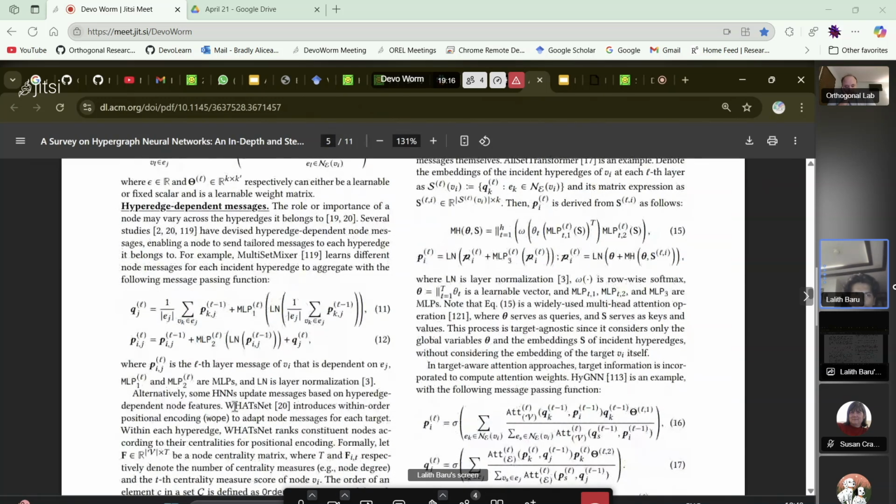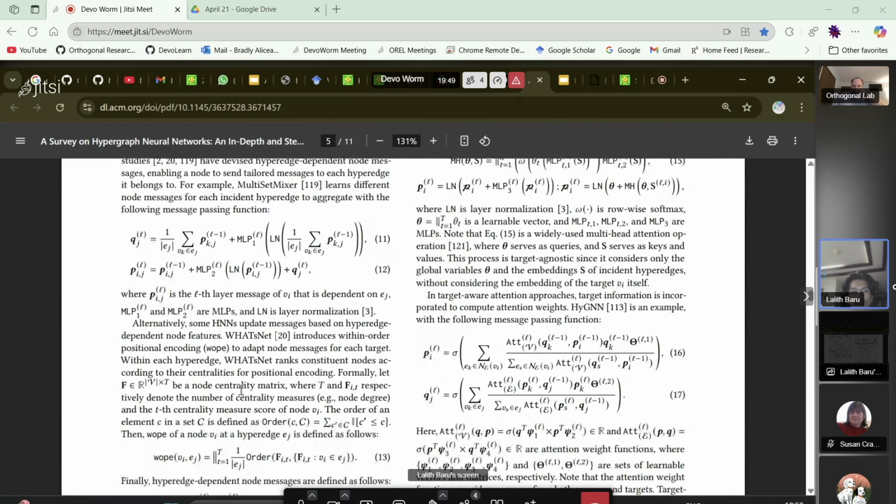There are certain works where they have used that. HyperGCN, or what's next, is one of the papers which introduces within-order positional encoding to adapt the node messages for each target. Suppose we say that only a certain set of central nodes are important inside a hyperedge. Then we give a little importance to them instead of giving importance in a uniform way, so that it makes a stronger connection while doing so. So this is one of the ways to do it.